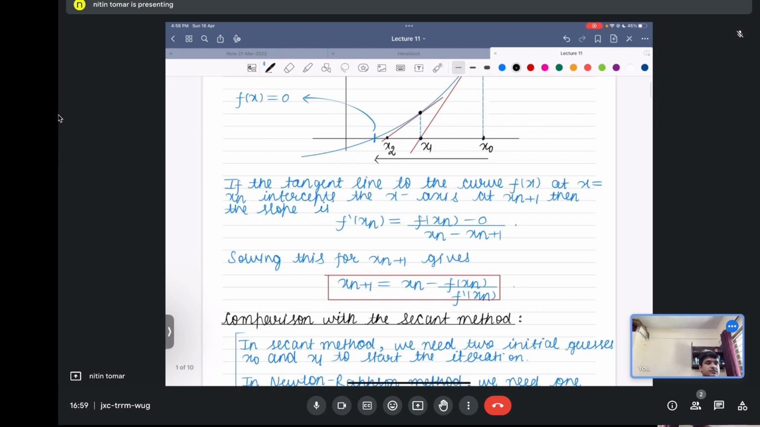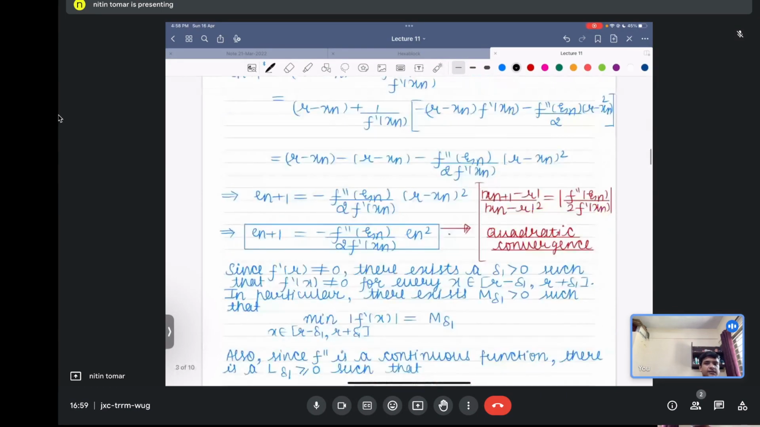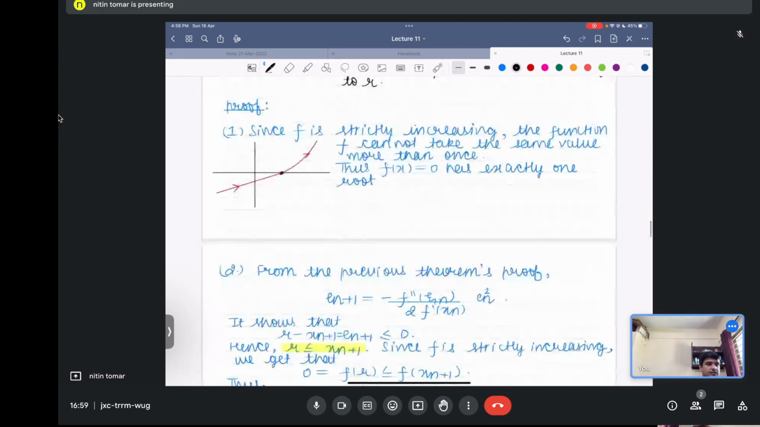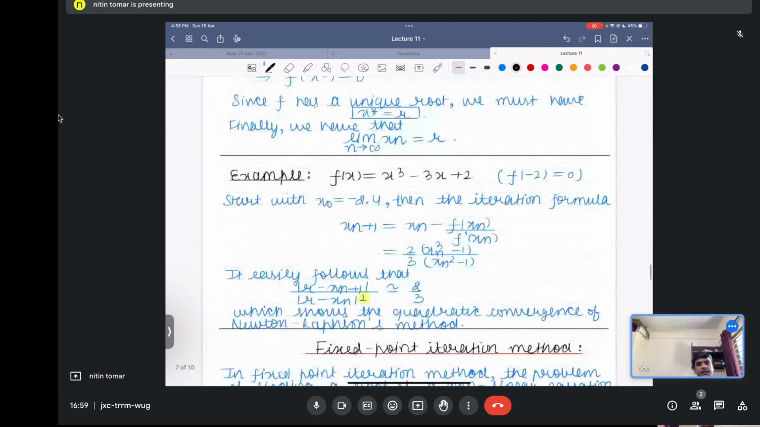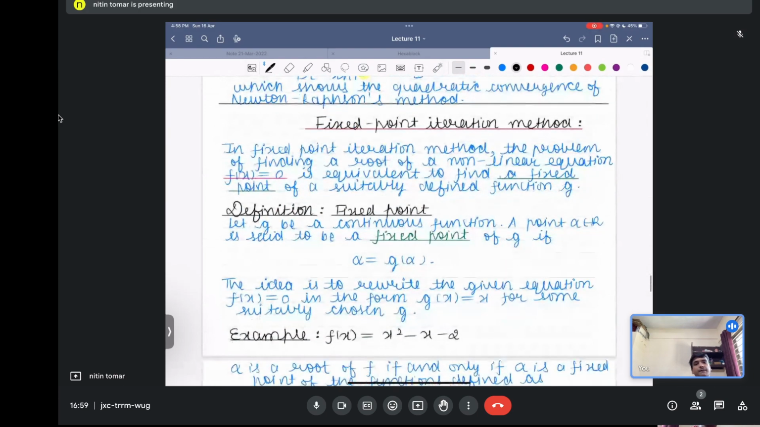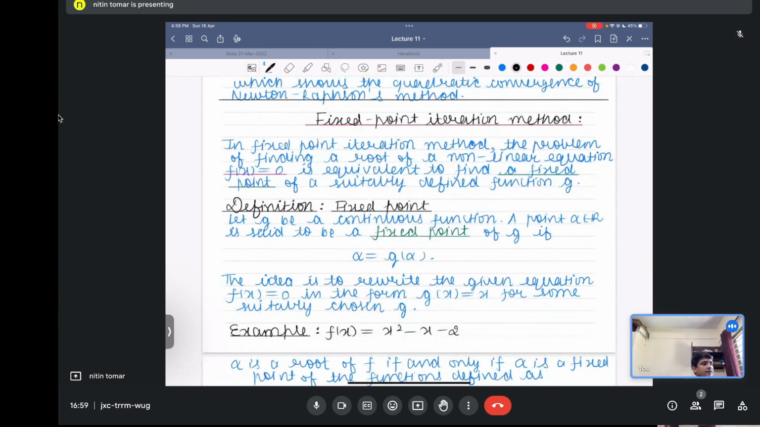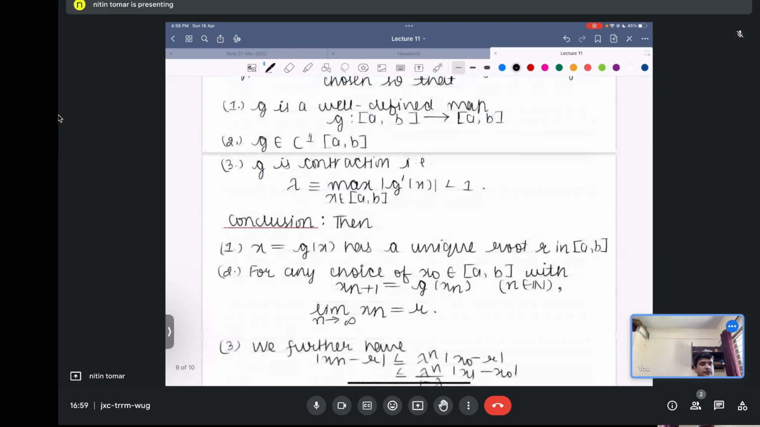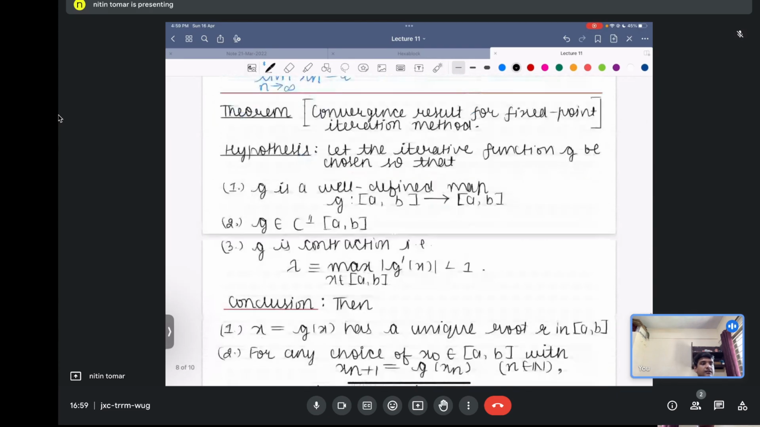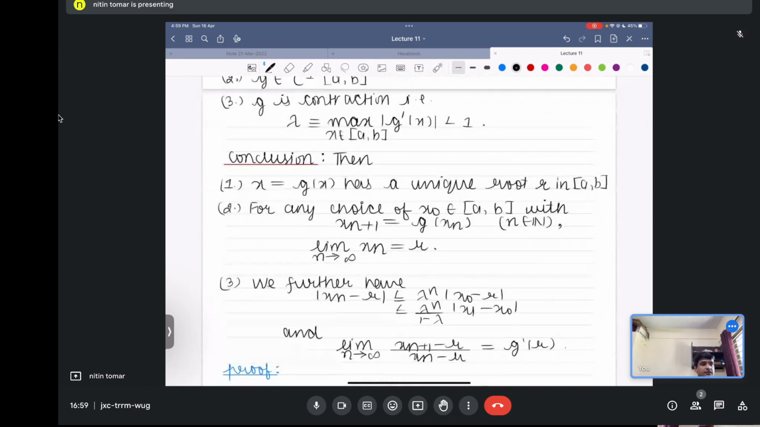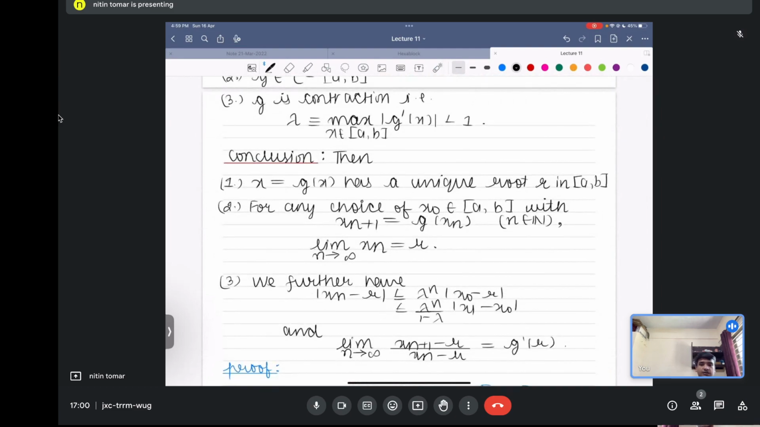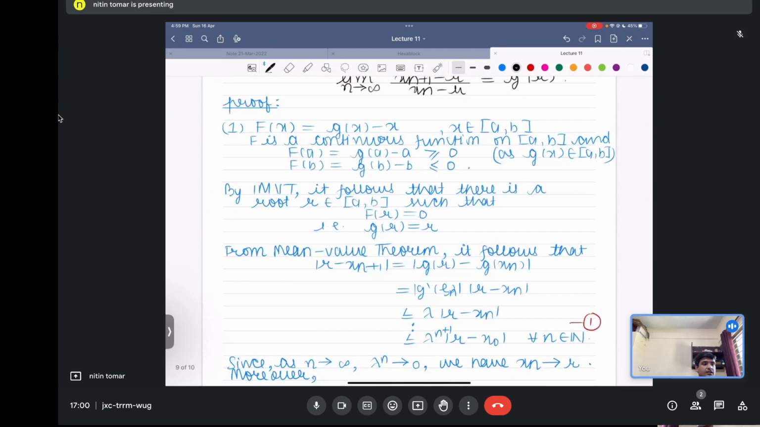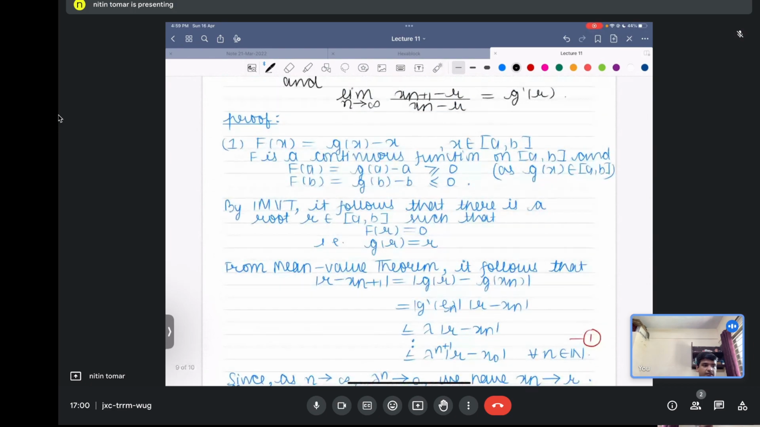With these root finding methods, in the last session we might be discussing some interpolation methods, which have also been taught, and we'll try to do some exercises on that. Only one exercise is left: why g(x) has a unique root. Why it has a root has been cleared.